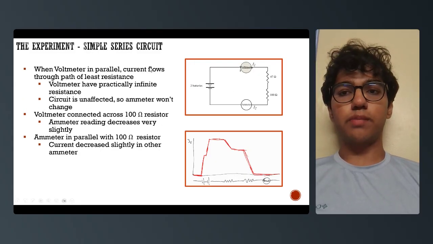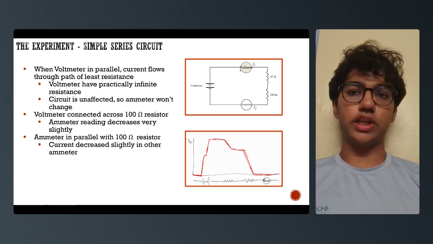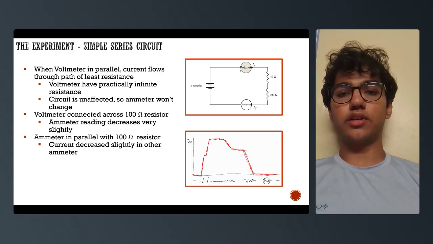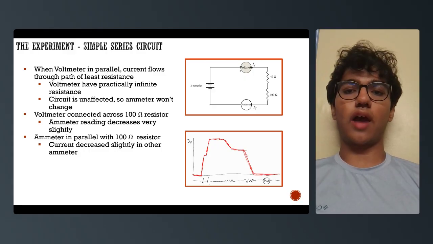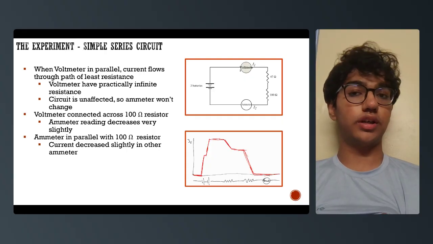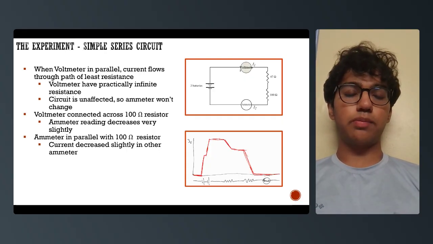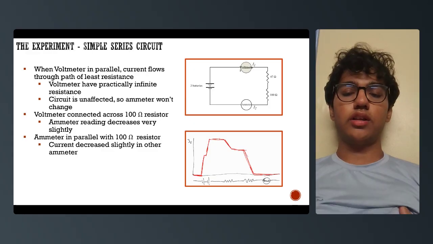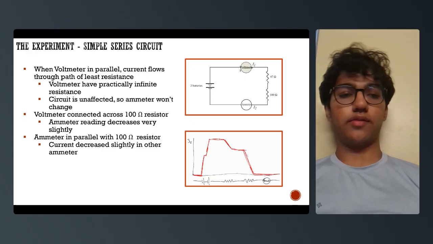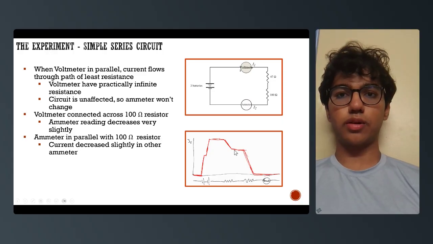With voltmeters in parallel, current flows through the path of least resistance because voltmeters have practically infinite resistance, so the circuit is unaffected and the ammeter won't change. But when a voltmeter is connected across the 100 ohm resistor, it would eat some current up, so the ammeter reading would decrease. And if the ammeter was in parallel with the 100 ohm resistor, the current would be decreased slightly in the other ammeter, if that makes sense. This is the same graph that was in the previous slide as well.